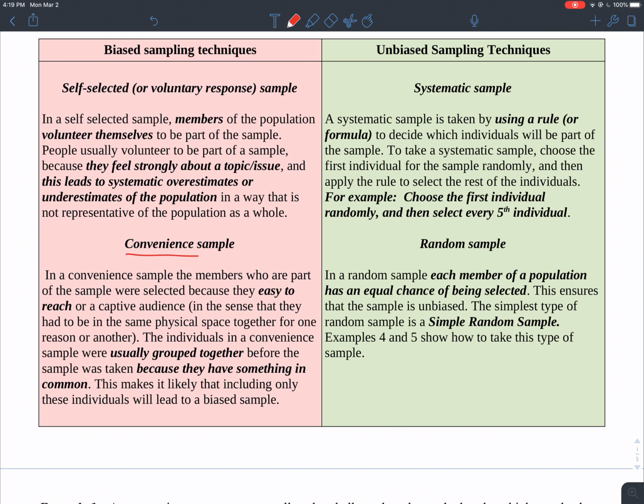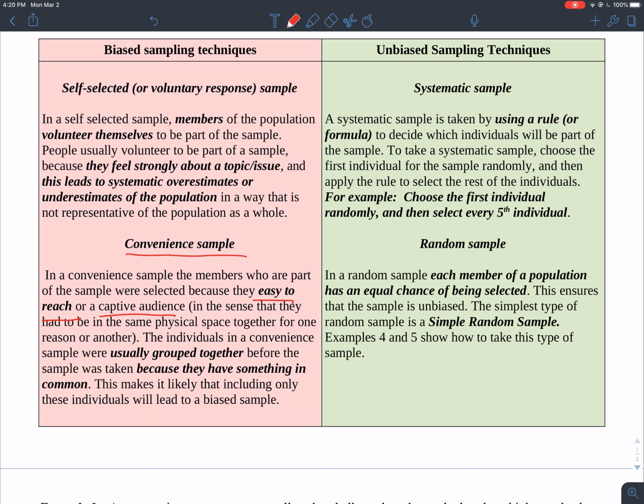The other one is a convenience sample. And a convenience sample consists of members who are part of the sample who were selected because they're easy to reach. Okay, people who are easy to reach, maybe a captive audience. Like a convenience sample would be me just talking to my algebra students. Hey, you're convenient, you're in my class already, I can just get you, you're easy to talk to. But that's not really a good sampling technique. Okay.